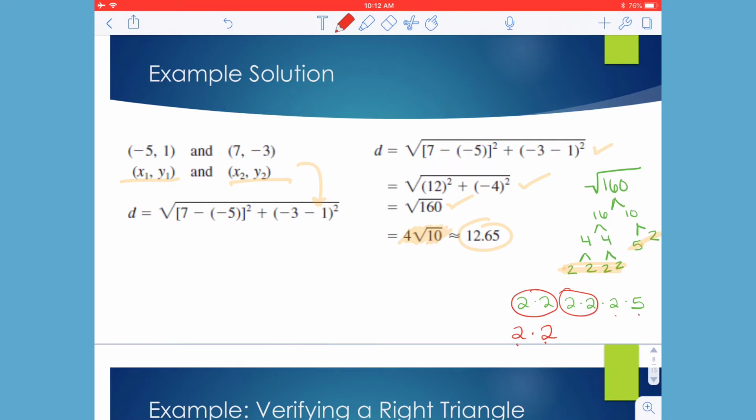I have this 2 and this 5 that I can't make pairs, so I'm going to leave them on the inside and re-multiply them. So 2 times 5 is 10. And then to simplify, 2 times 2 is 4, and then my square root of 10. And that's how we break down radicals.